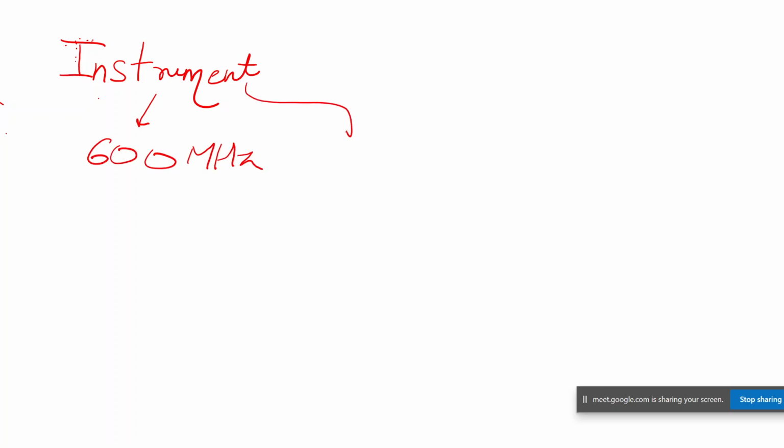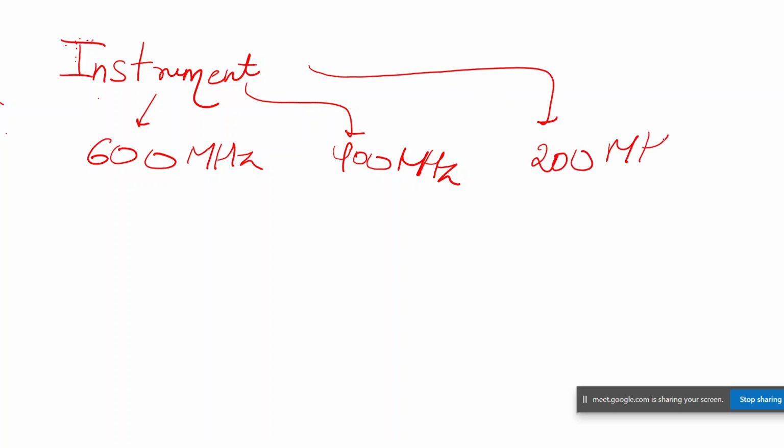Now we will discuss the instruments. In NMR you might have seen the NMR instrument, and it can be a 600 megahertz instrument, a 400 megahertz instrument, or a 200 megahertz instrument. So there is a difference in frequency. Also remember that this may vary.